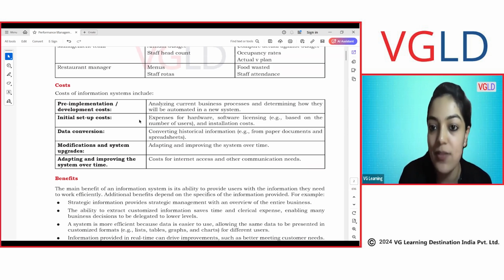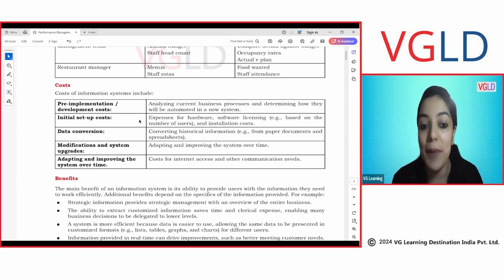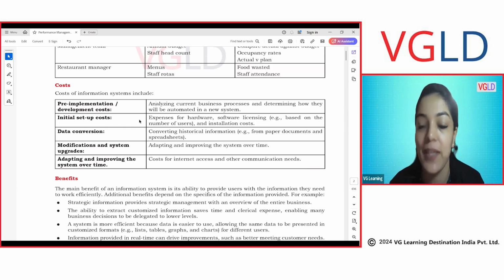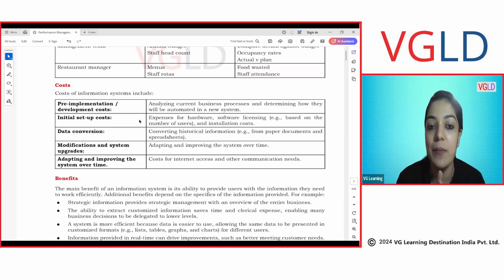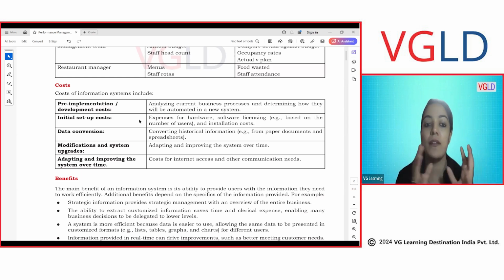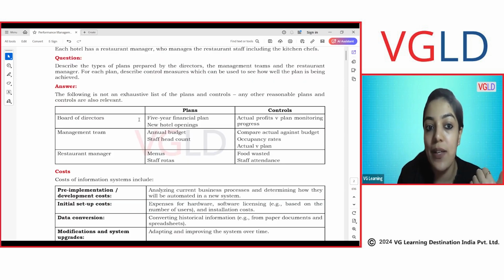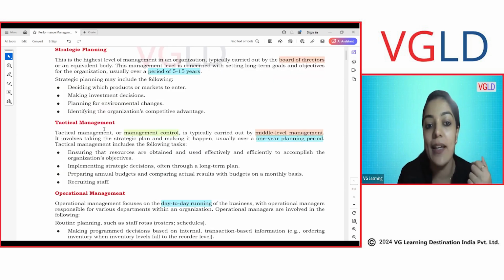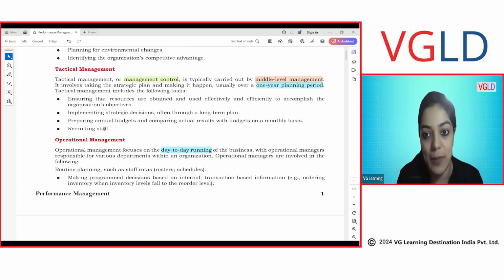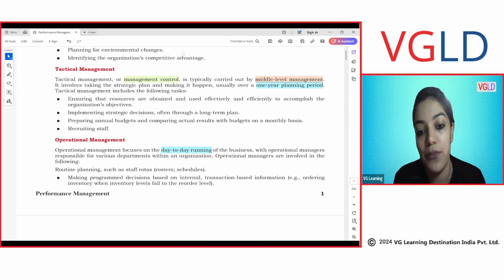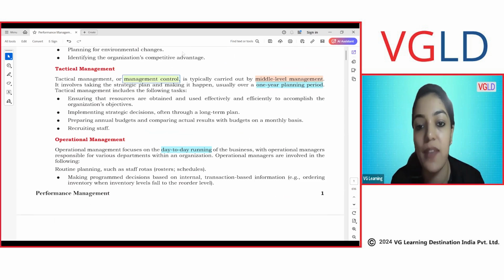So there are costs, of course, to set up, to maintain, to upgrade an information system. There are, of course, benefits to it also. Okay, are we clear, everyone? Simple topic. What is an information system? How different levels of management use it. So what are the different levels of management? Strategic planning, tactical management, and operational management. And what are the costs and benefits of information system?